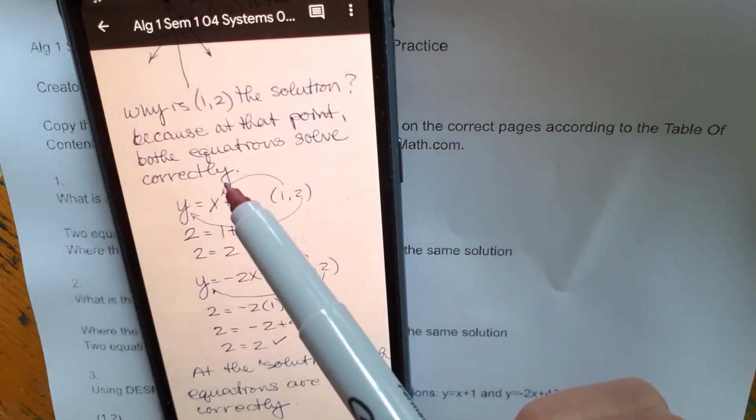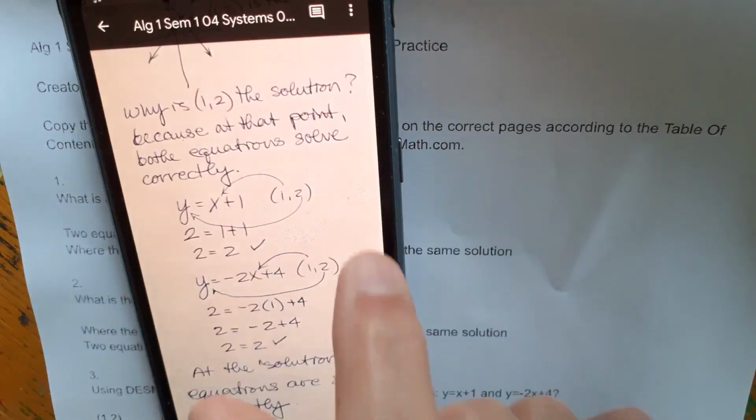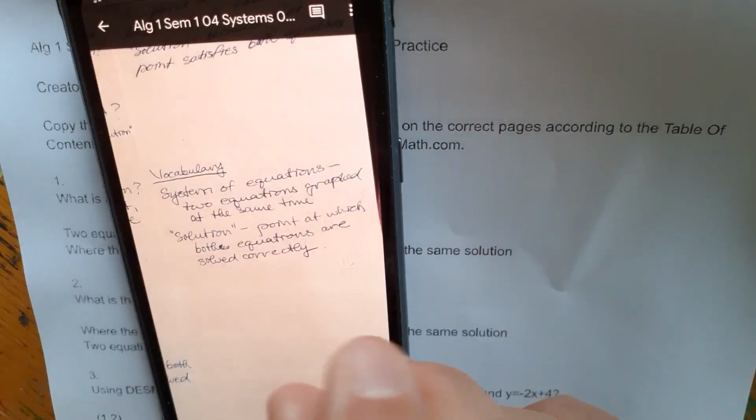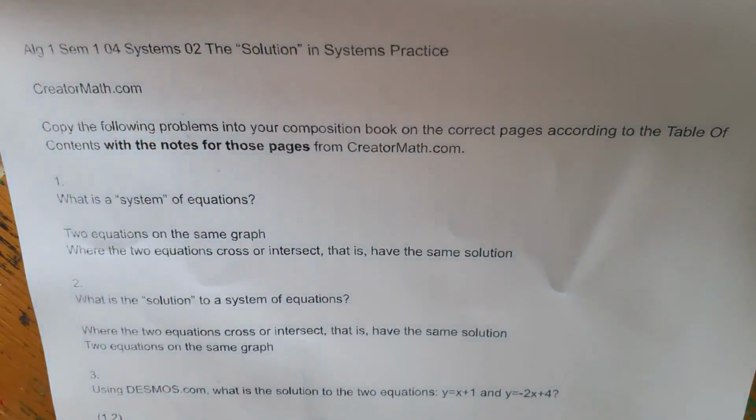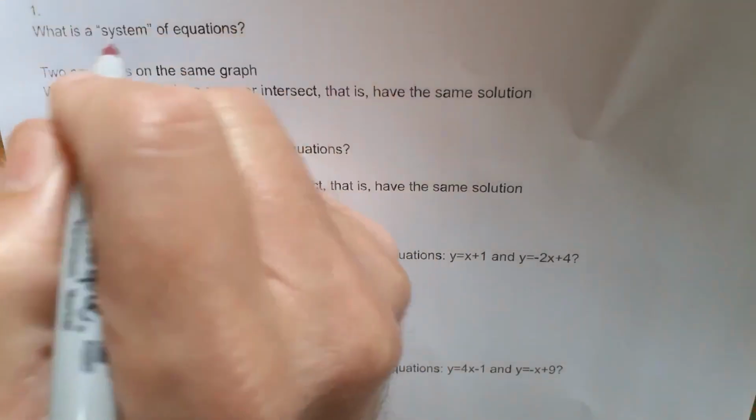We're going to find a solution to ours and then plug them in and prove them. And that's what we're going to do in the problem set. Make sure you got system of equations and solution in your notes, and let's look at the actual problem set now. So the first one is, what is a system of equations?